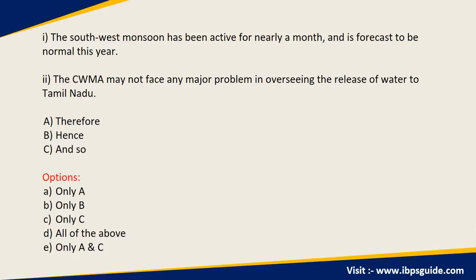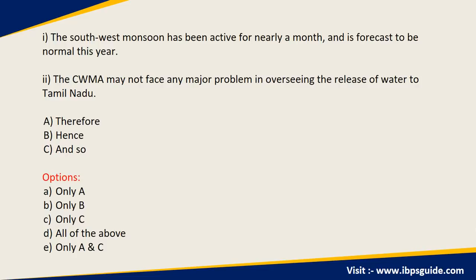Let's look at the second option. Hence. Hence also clearly indicates a cause and effect relationship. We often use it when we're concluding something. These reasons have been stated, hence my argument is correct. So hence also fits the two sentences perfectly.